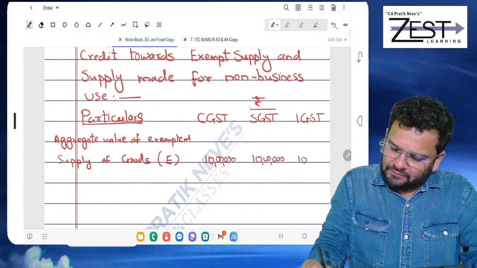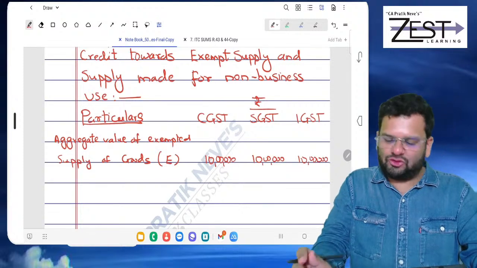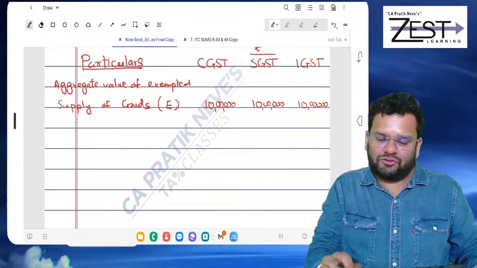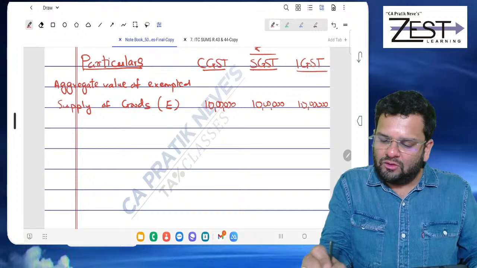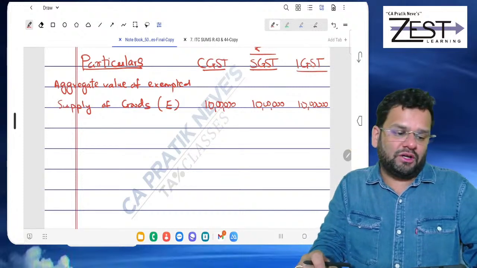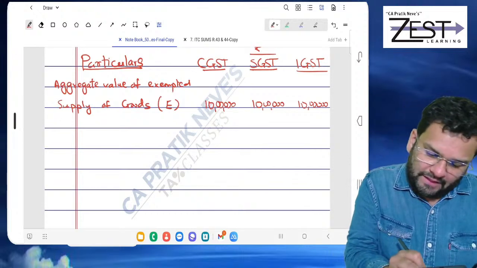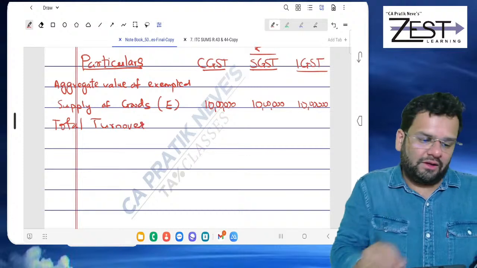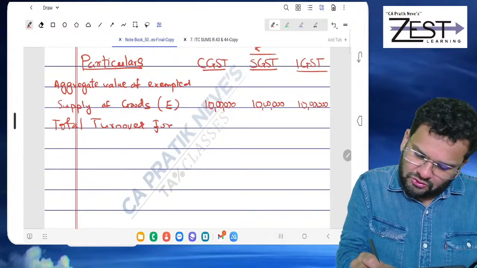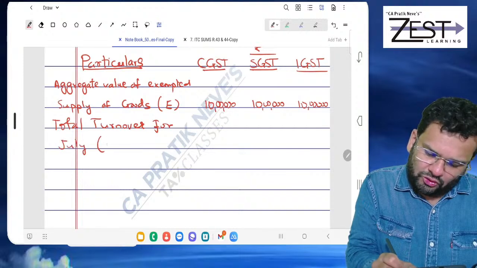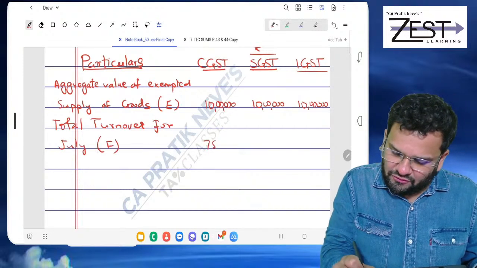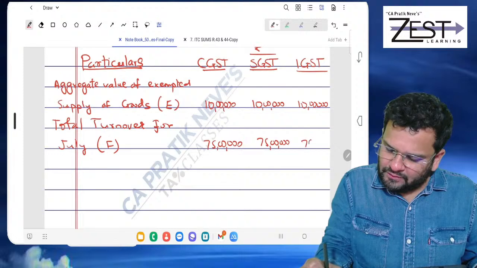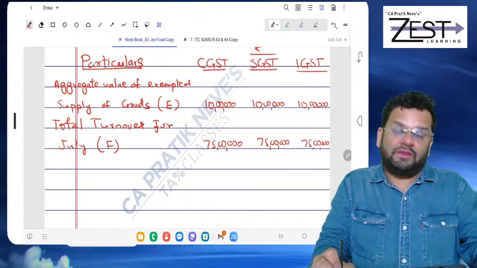It will be 10 lakh. So actually nothing is relevant writing it in CGST and IGST column, only because we are going to use the proportions of that for all three, so I have put it in all the three columns. Now total turnover for July, we are going to call it as F. You know it is 75 lakhs. 65 plus 10, you know it is 75 lakhs.